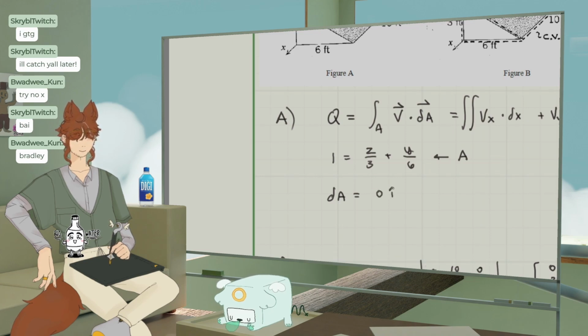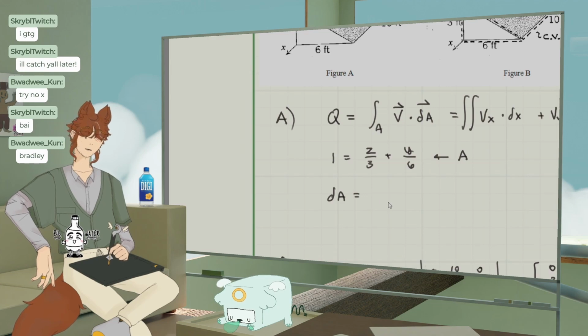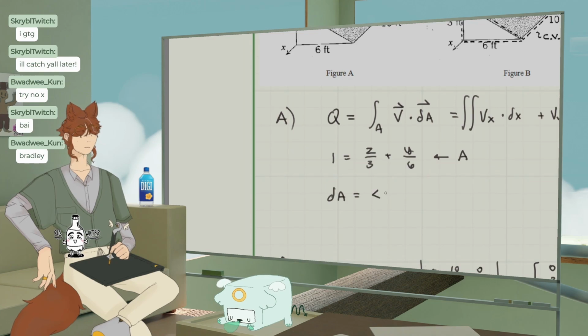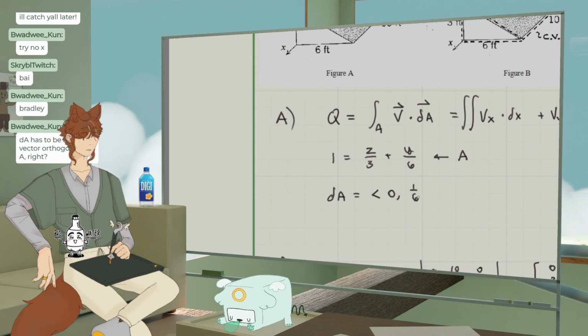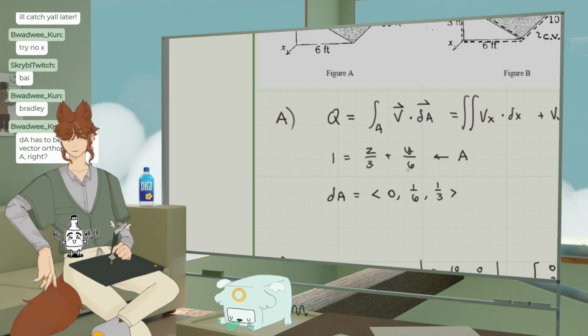zero i hat? No, that's not right. Oh, my brain. Okay, if I differentiate this with respect to y, and if I took the gradient, it would give me 0, 1/6, 1/3, right? dA has to be a unit vector orthogonal to A. dA has to be a unit vector, yes.